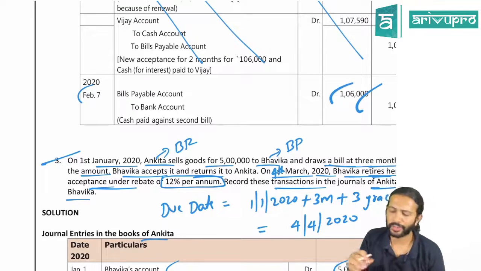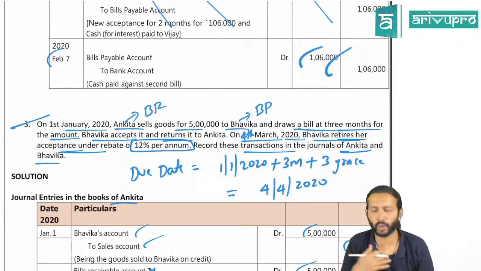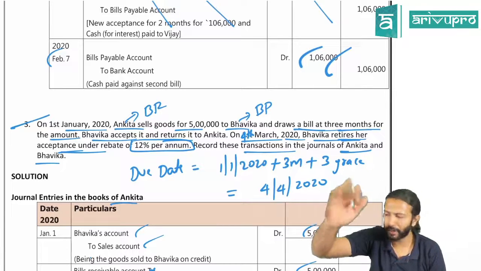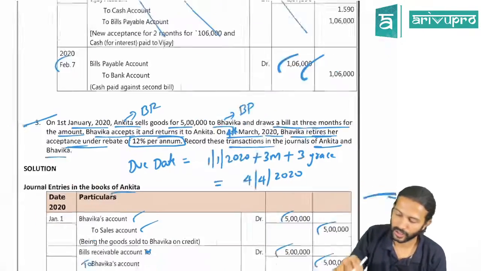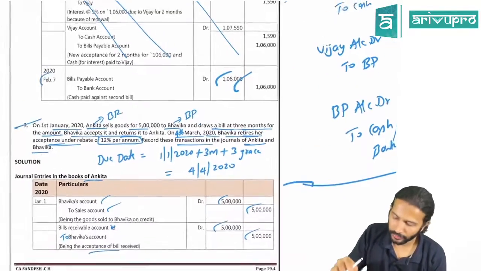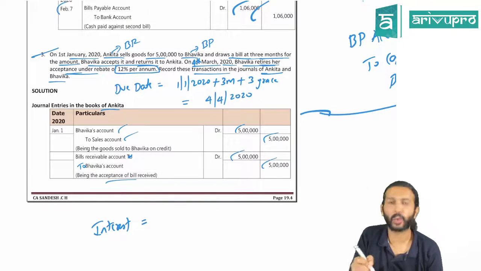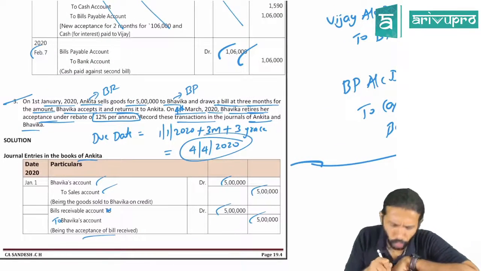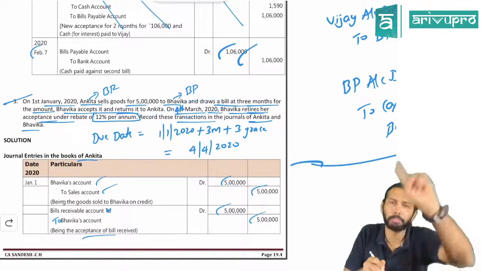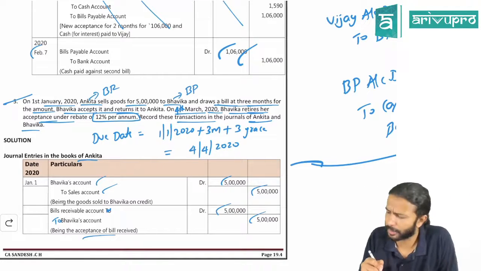Okay, that means what is Bhavika doing here? Is she delaying the payment or giving early payment to us? She is giving the payment early to us. If there is early payment, what do you think she will say? The person paying early, what will they say? Hey, I'm paying you 1 month early. Instead of paying on 4th April, I am paying you on 4th March. Please give me some discount. Yes, give me some rebate.